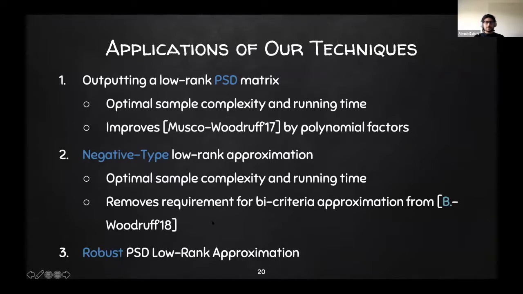And finally, we introduce a new model of robust low-rank approximation, which we study in the context of PSD matrices. And it's robust in the following way. Instead of being given a truly PSD matrix, you're given a perturbation of a PSD matrix, and you want to see how well you can do.